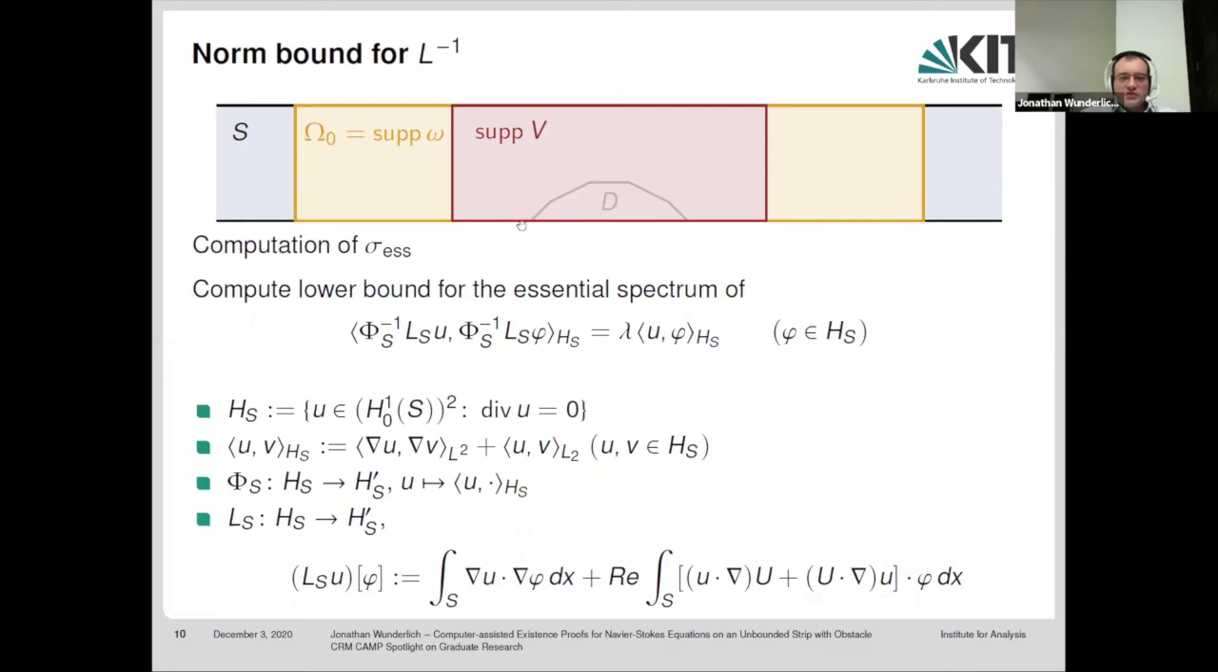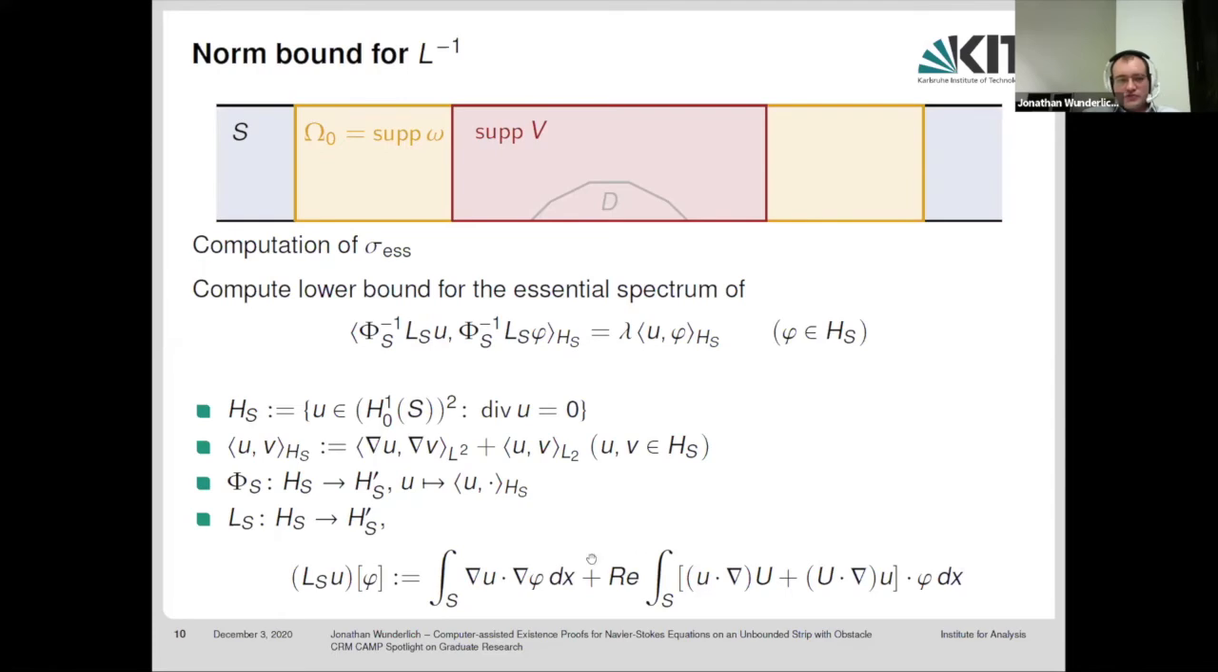And moreover, we can show that we can consider the eigenvalue problem on the whole strip, since this obstacle doesn't affect the essential spectrum. So if we consider the strip without perturbation by the obstacle, we can compute a bound for the essential spectrum of this eigenvalue problem here on the whole strip without obstacle to get a lower bound for the essential spectrum.